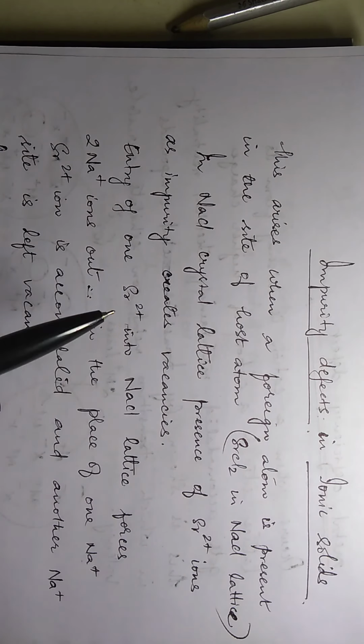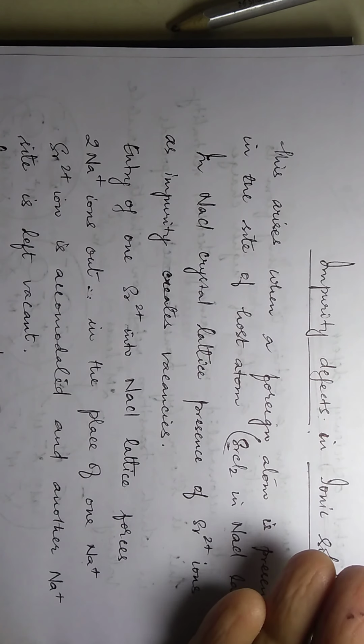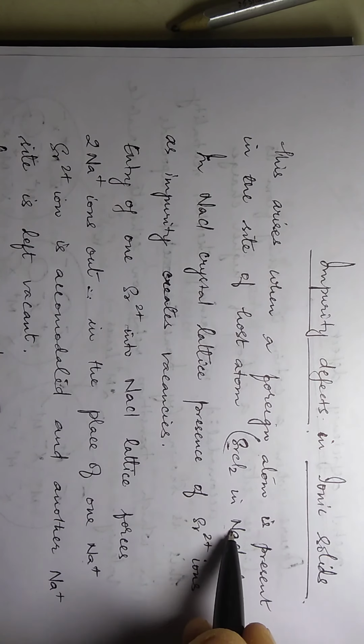Now say for example, if SrCl2 is added in NaCl lattice, so the entry of one Sr2+ will force two Na+ ions out. This is Sr2+ having two positive charges. So if two positive charges are coming inside, then two positive charges should go out. But Na is possessing only one positive charge. So two such ions will leave the lattice in order to compensate the +2 charge by Sr2+. So in NaCl crystal lattice, presence of Sr2+ ions as impurity creates vacancies.